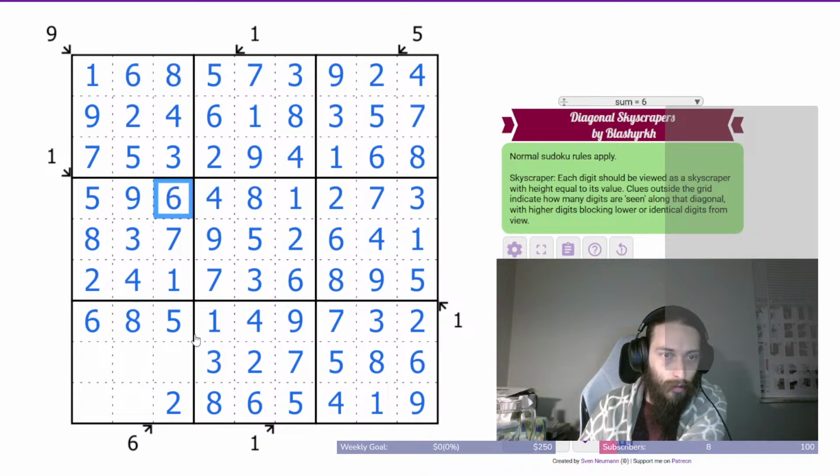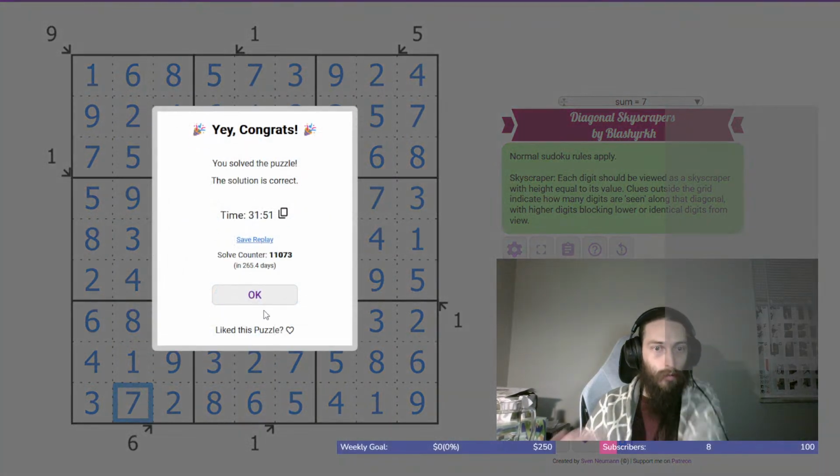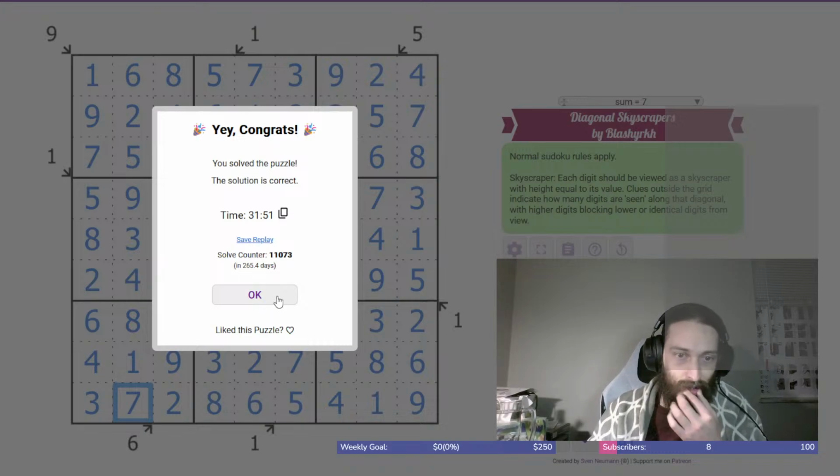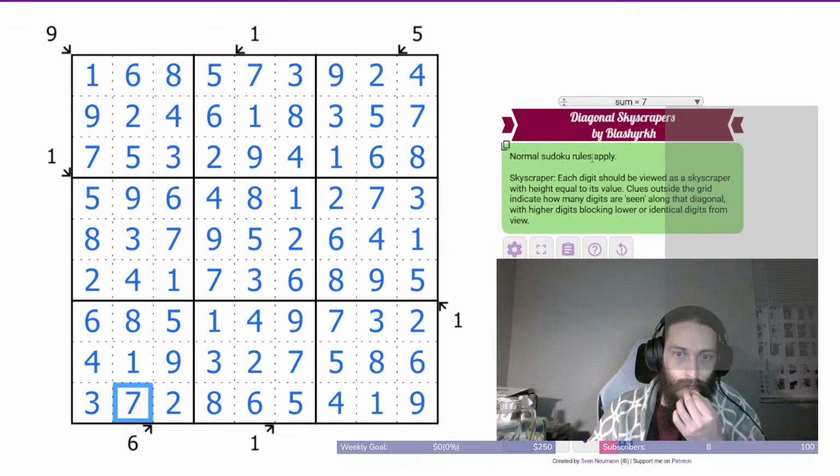6, 8, 9, 6. What's left over in this column? 9? Looks like it. I need a 1 here. 2, 3, 4, 5, 6, 7. And we're done. Nice. Yay. That one was pretty hard. I'm actually surprised we got it done in just over half an hour.